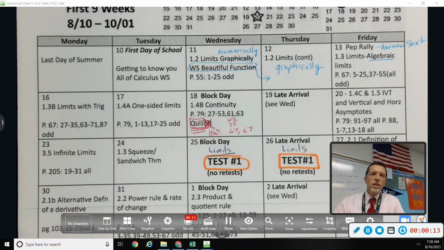So on Wednesday, online or in person, beautiful function worksheet, page 55, page 67 from Friday, and page 67 from today. So 4 things will be due on Wednesday. We also have a quiz that day. So just a couple days and we'll have some stuff due and a quiz. And then the test is next block day. Any questions on calendar, quiz?